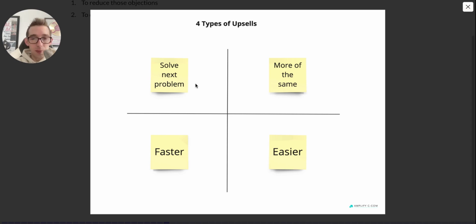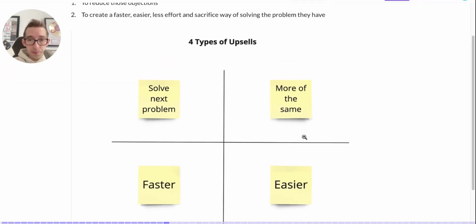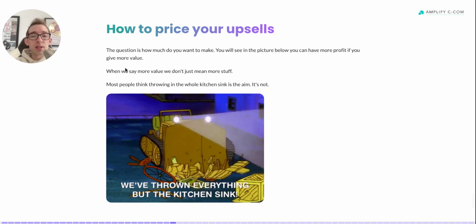You're going to solve the next problem. Or you're going to solve the same problem, but faster or easier. So, for example, instead of DIY version of it, you might say, here's a done with you version. So here's all the templates and trainings that, well, you've probably already given the trainings, but all the templates that go with that, right?